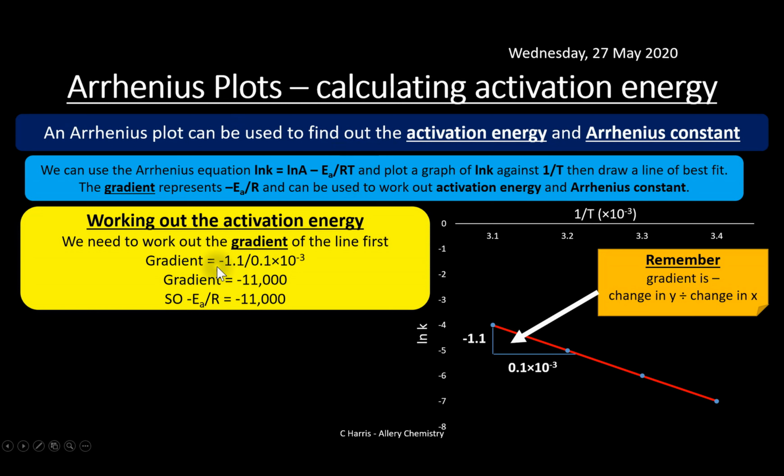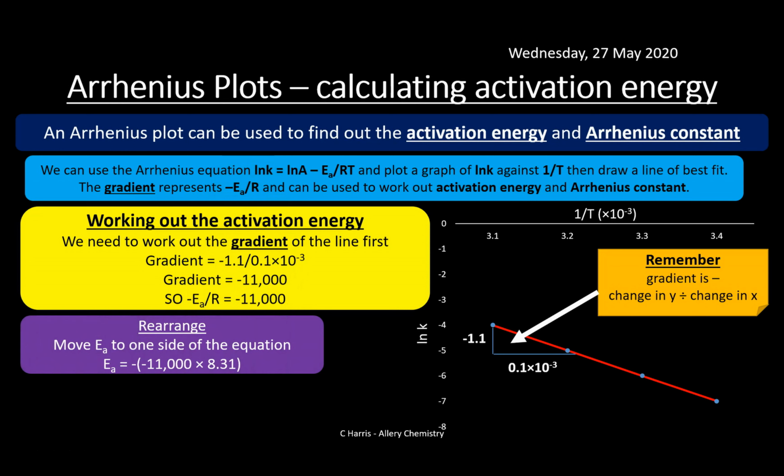To work out the gradient, we do minus 1.1 divided by 0.1 times 10 to the minus 3. The reason this is times 10 to the minus 3 is because the units on the top of the graph tell us it's times 10 to the minus 3. Always look at the units there. If you just put 0.1 in, you're going to be out by a considerable amount. So look at the units in the graph and make sure you put them in. The gradient here is minus 11,000, so minus EA over R, because that's what the gradient represents, is minus 11,000.